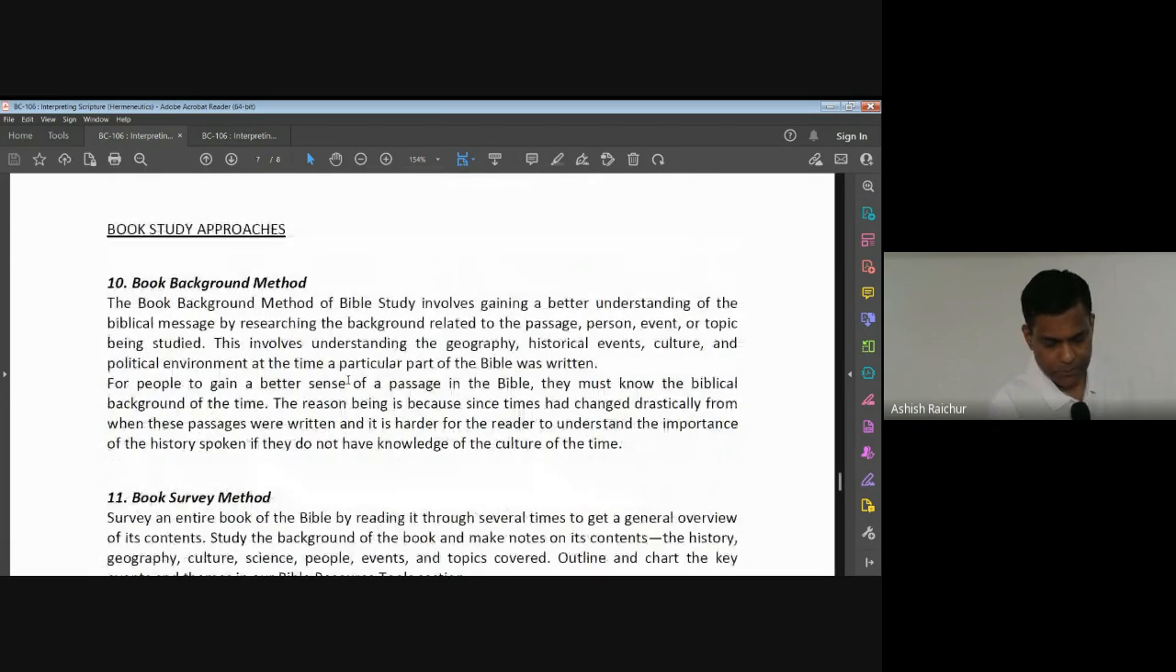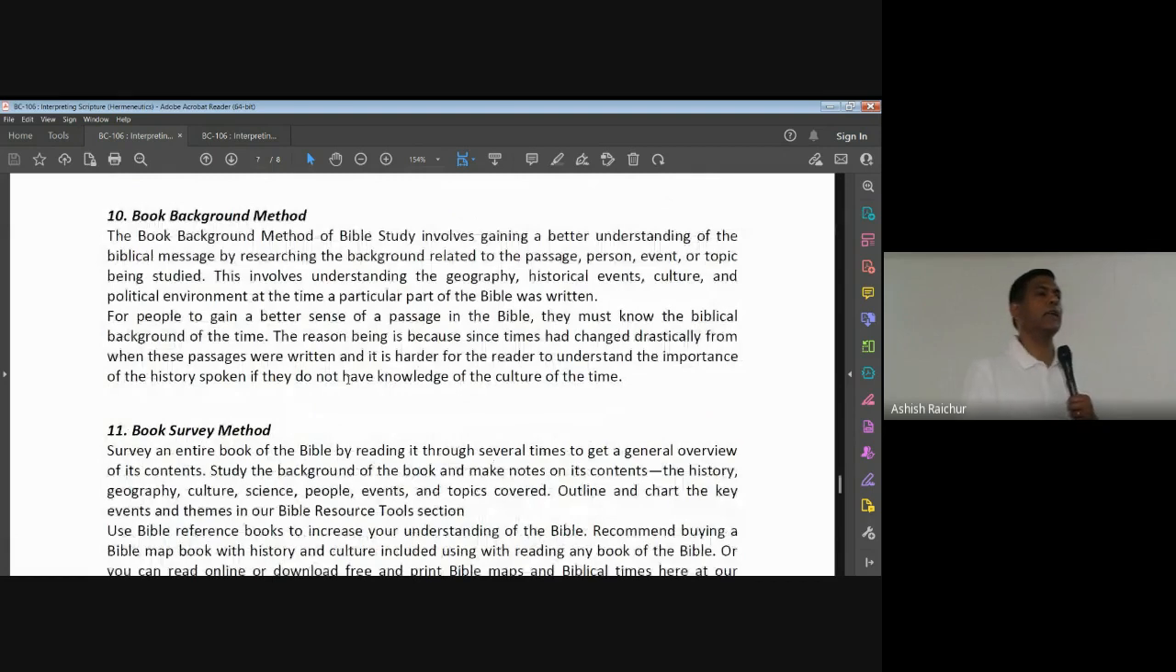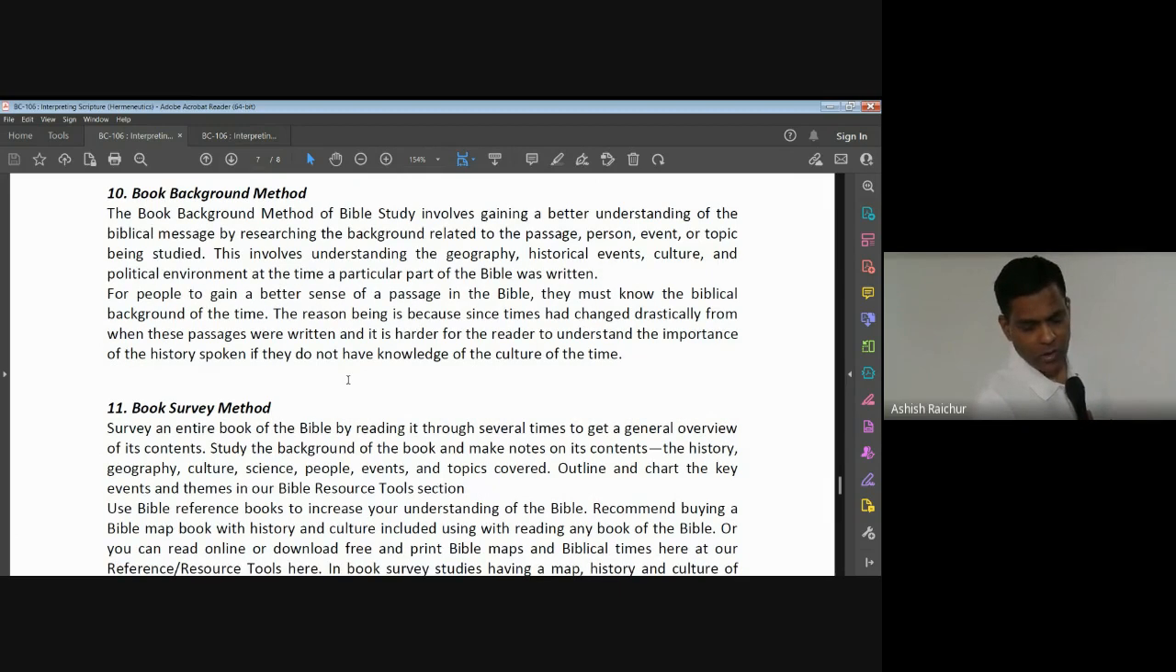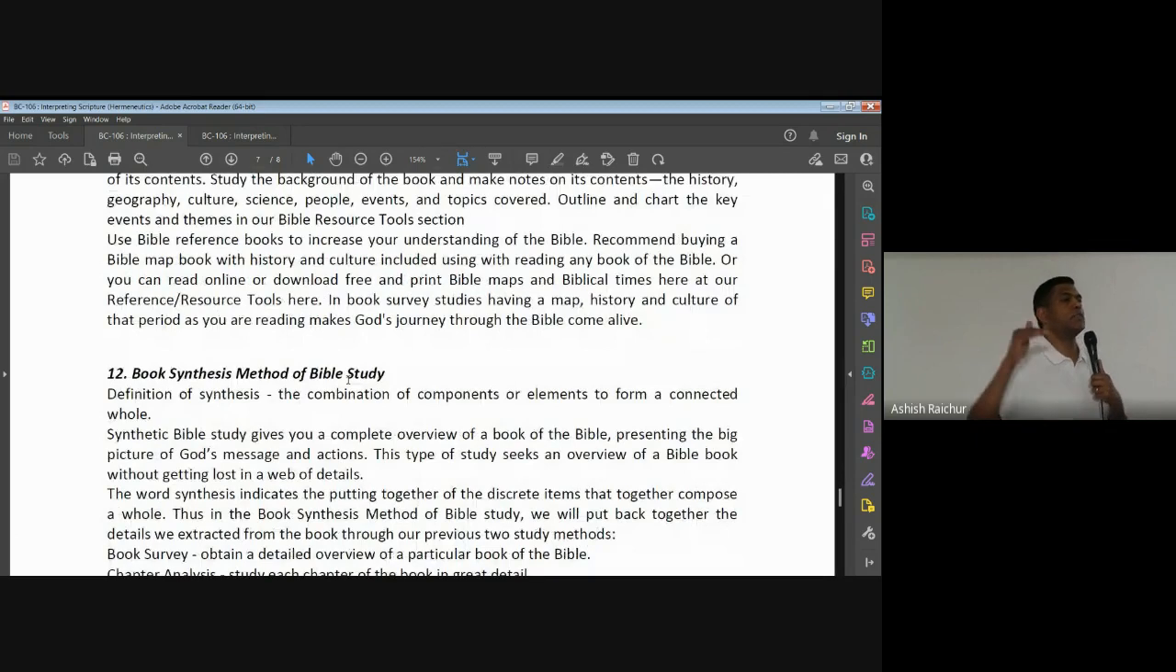Now, if you extend chapter study to a book, then you're studying all the chapters in the book, then obviously that's a book study, right? With a book study, you can do a book background, just looking at what is the background, what is the context, when was it written, whom was it written to, why was it written. That's a book background study. But that's usually not enough. What we really like to do is to do a detailed study of the book. So besides the book background, there's a book survey, which is an overview of the book, or you can do a book synthesis. A book synthesis means you're getting into the detail of the book, verse by verse.